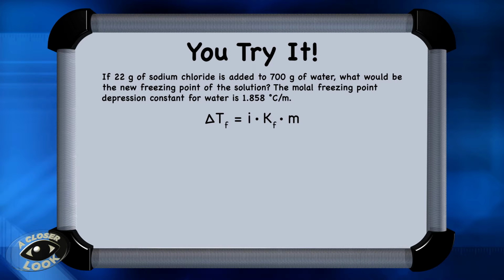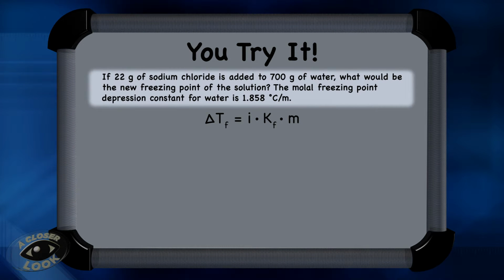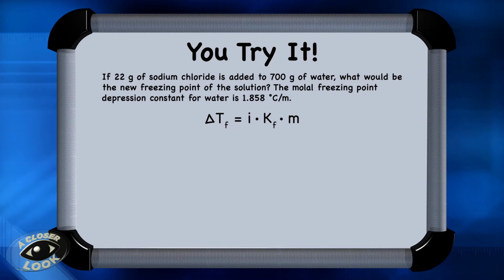Now here's one for you to try. If 22 grams of sodium chloride are added to 700 grams of water, what would be the new freezing point of the solution? The molal freezing point depression constant for water is 1.858 degrees Celsius per molal. When you're ready, press pause, give it a try, and then come back here and press play to check your work.